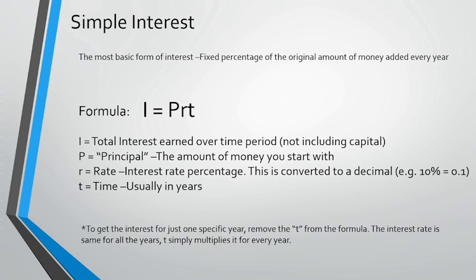These three values are multiplied to get the total interest, not including the capital, earned on the capital, represented by a capital I. To get the interest for one specific year, remove the t from the formula. The interest rate is the same for every single year, and t just multiplies it for every single year, and I will show you that in a specific example right now.